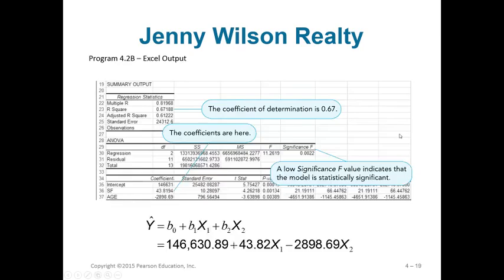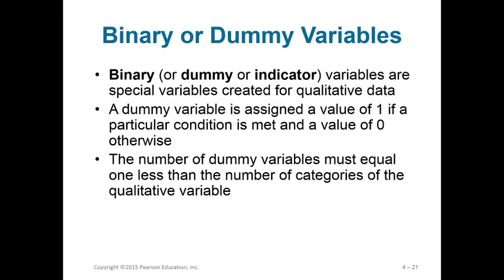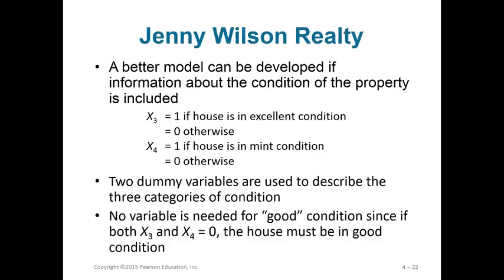So what you have to do is create what's called a binary or dummy variable to be able to drop in there. So what we would say is, is the house in excellent condition? If it is, then you get a 1. Otherwise, you put a 0 in. Is the house in mint condition? If that's true, then you get a 1, and otherwise a 0. And you might say, well, now wait a minute. Mint condition is better than excellent condition, which is better than good condition. So why don't you just do the mint?